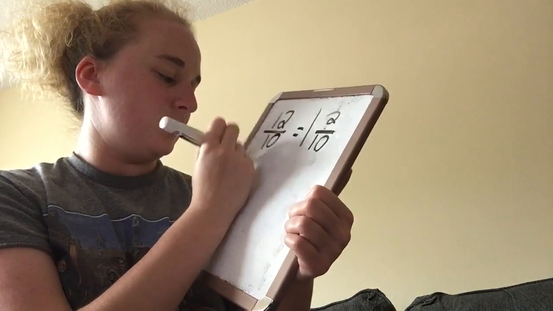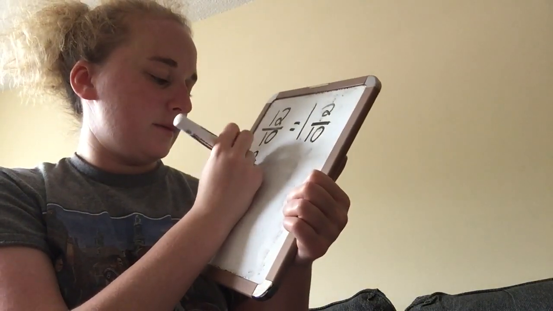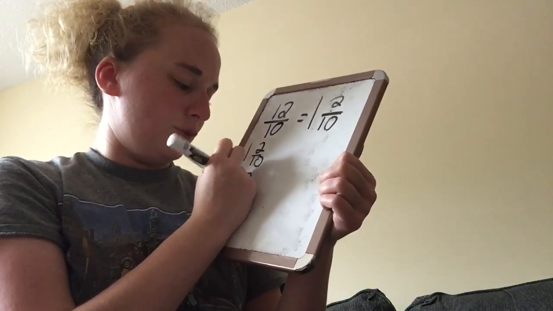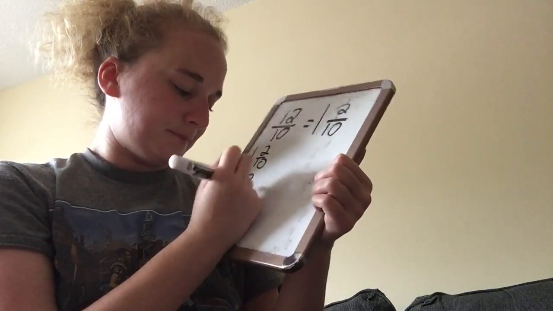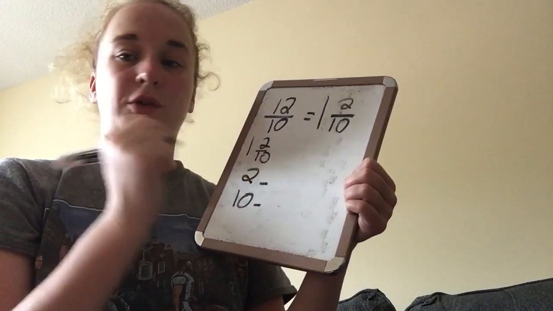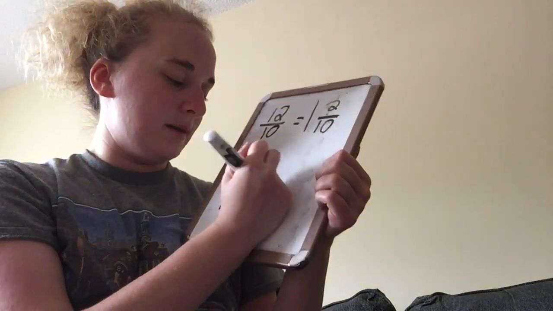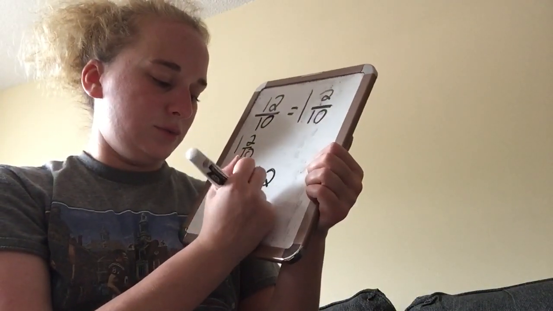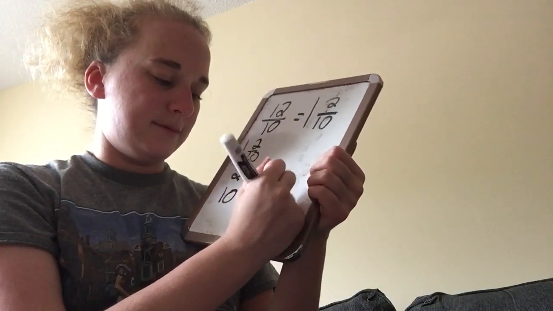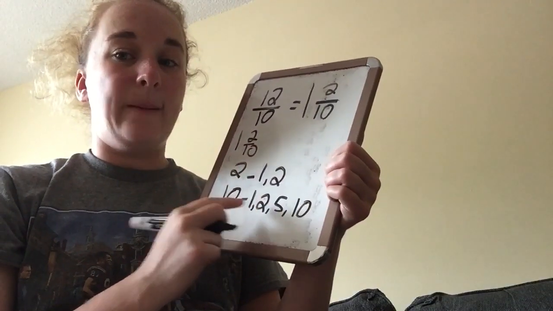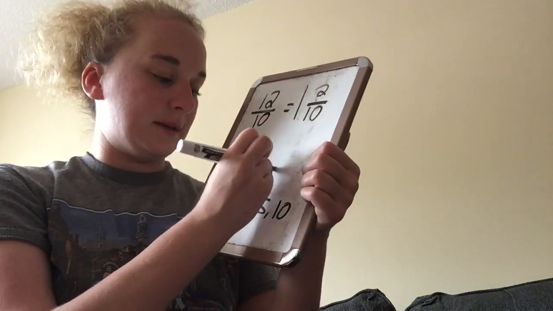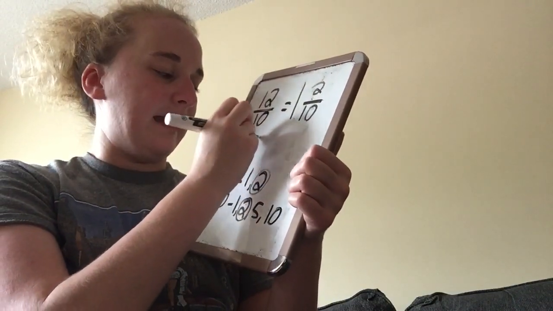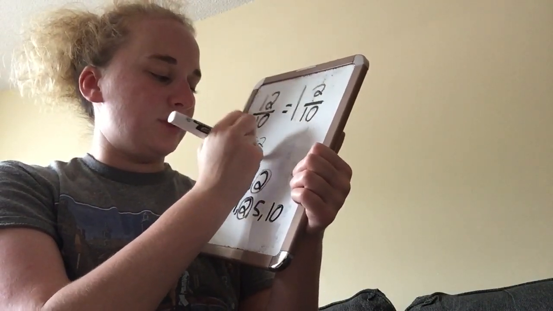So I'm going to write 1 and 2/10 over here because you'll see what I have to do. So we're going to list the factors for 2 and 10. You guys are great at this. So the factors of 2 are 1 and 2. Factors of 10 are 1, 2, 5, 10. The biggest number that both of these numbers have in common is the 2. We're going to take the 2, we're going to divide our numbers by 2.